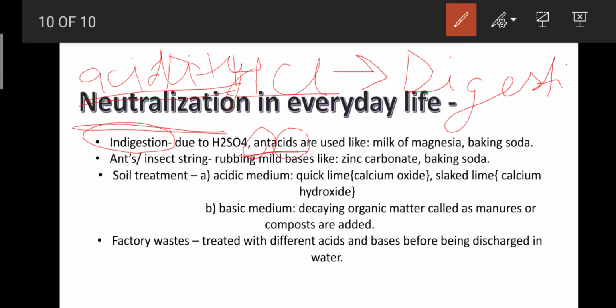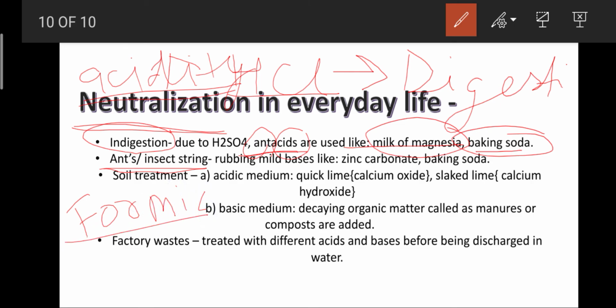A few generally used antacids are milk of magnesia and baking soda. You may be eating Eno or Digene or any other antacid tablet, they contain these two, milk of magnesia and baking soda. Coming to the next one, which was insect or ant sting. In the previous slide we read that an ant sting has formic acid, and an acid can be neutralized by using a base. So if we apply a mild base like zinc carbonate or baking soda on the ant sting, it can neutralize the effect of the sting. It will remove the burning sensation or redness of that sting.